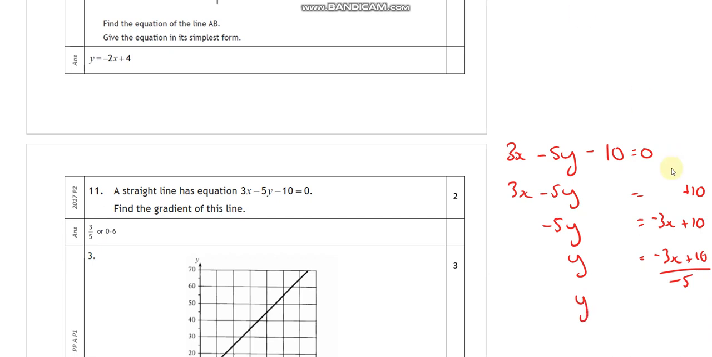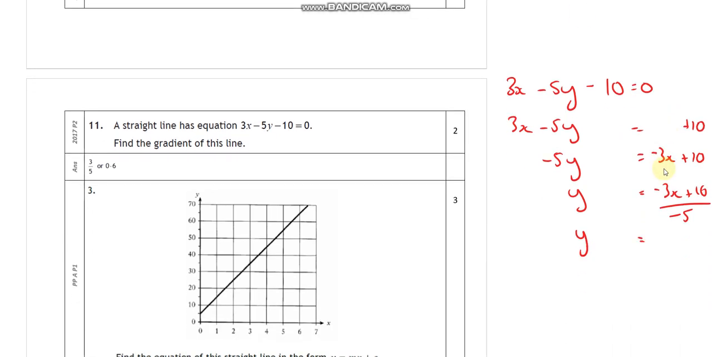So now y is 3 over 5x take away 2. So I'm doing this divided by negative 5 and this divided by negative 5. The gradient is 3 over 5, and the y-intercept will occur at the coordinate 0, negative 2.